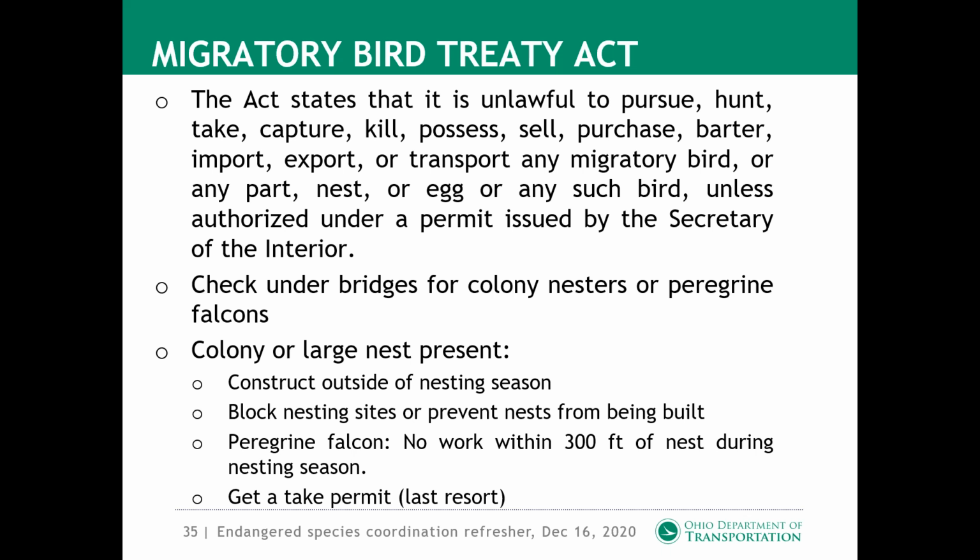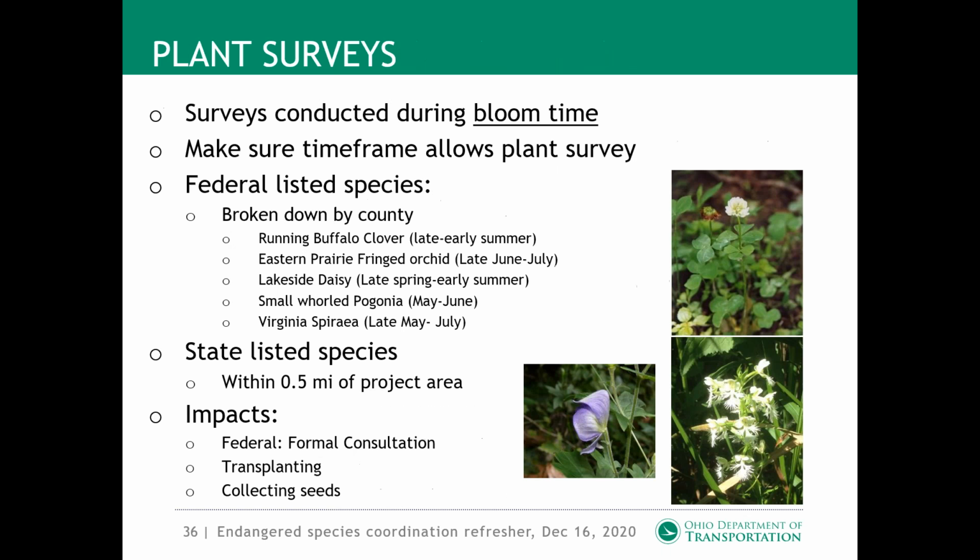If we do find a colony nest under a bridge, then we can either construct outside of the nesting season. So that would depend on what bird's nesting there. We can block the nesting sites to prevent nesting the following year and do the work then. If we are impacting a peregrine falcon nest, we cannot work within 100 feet of the nest during the nesting season. And if we cannot accomplish any of our work with any of those commitments, then we will have to get a take permit and go through formal consultation with Fish and Wildlife Service.